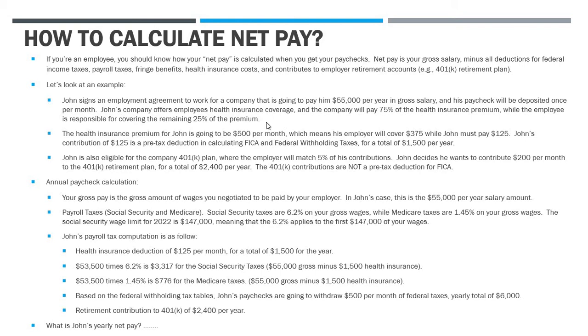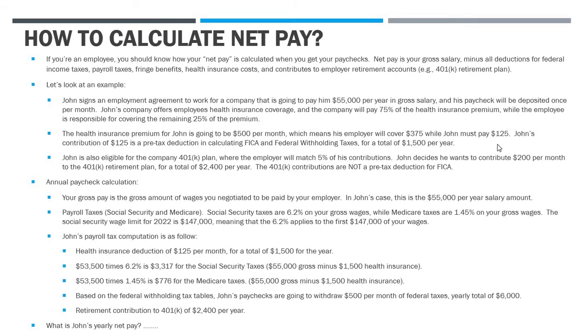Now, John's company offers employees health insurance coverage, but they don't pay for the whole thing, right? So whatever the employee premium is, and that's the monthly cost, right? The company is going to pay 75%, and then the employee has to pay the remaining 25%. So 25% of the premium is going to come out of John's paycheck every month. So the health insurance premium for John is going to be $500 a month, which means the employer is going to cover 75%, $375, while John's got to pick up the difference, $125.